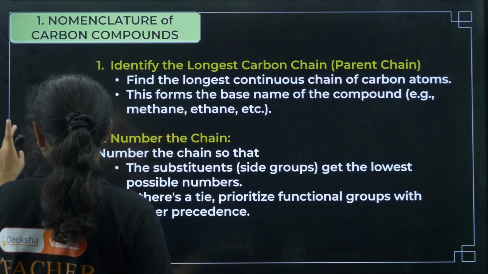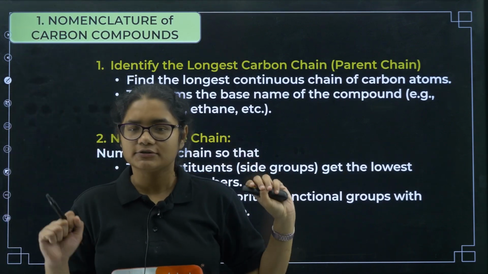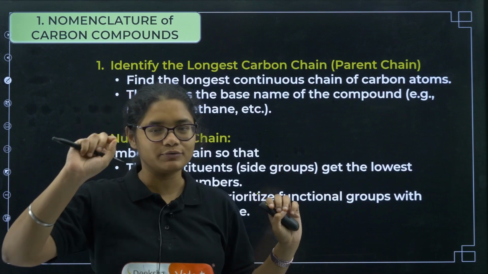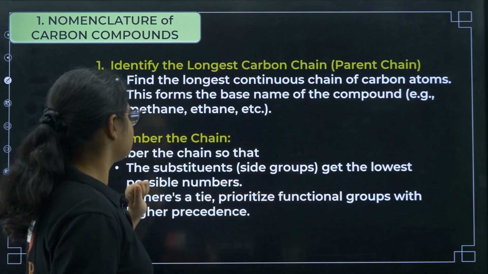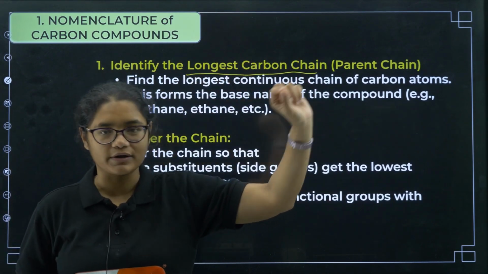The first one here is the nomenclature of carbon compounds. There are a total of 7 to 8 rules that I'll be telling you. After that, we are going to solve 2 examples to clarify all these rules. The first rule is to identify the longest carbon chain.